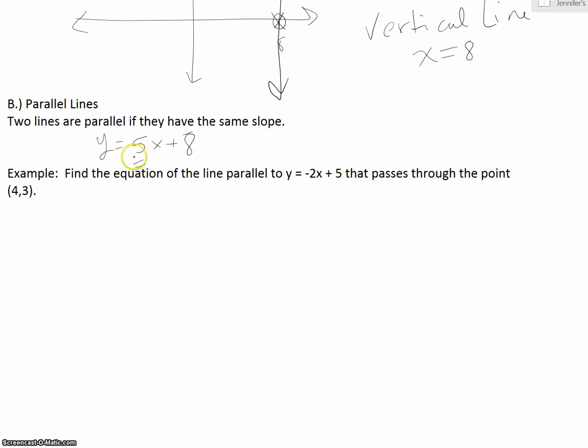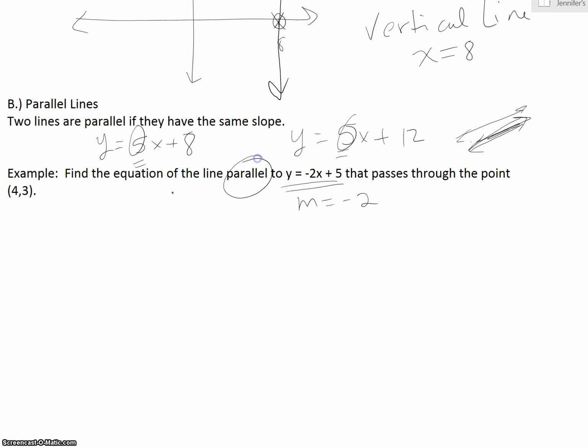Alright, so the slope for that line would be 5. Well, if I wanted to have another line that was parallel to that line, then it would also have to have a slope of 5, but it could have a different y-intercept, so it could be plus 12. So as long as the slopes are the same, then those lines are parallel, meaning they run side by side, but they never touch. So, for this example, find the equation of the line parallel to y equals negative 2x plus 5 that passes through the point 4, 3. So first, let's start right here. The slope of that line is negative 2.